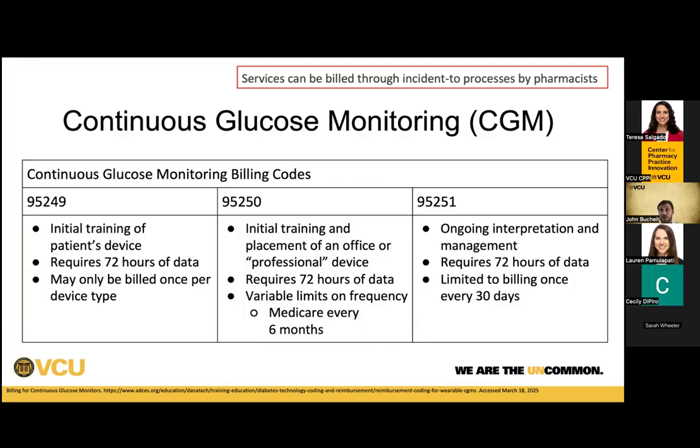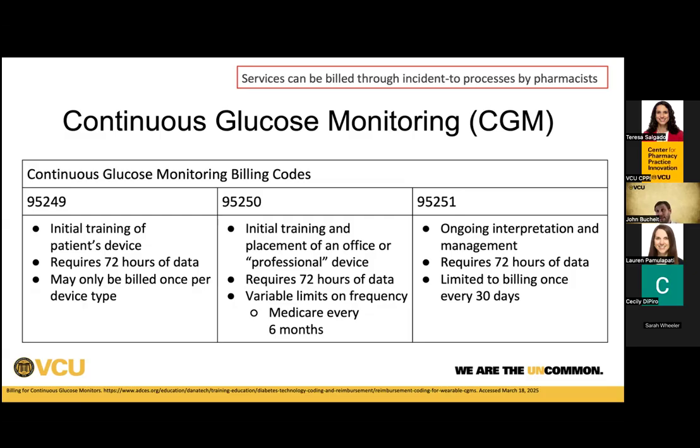There are several codes you can use, and the most common is 95249. This is when a patient is starting on a new device. You physically help them put that device on in clinic, you educate them, and you can do this once per new device. So even if it falls off and you need to help them again or train them again, you can only bill this one time. You also can't bill it on the day that you offer it.